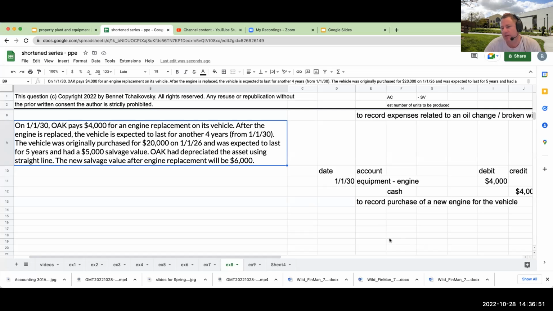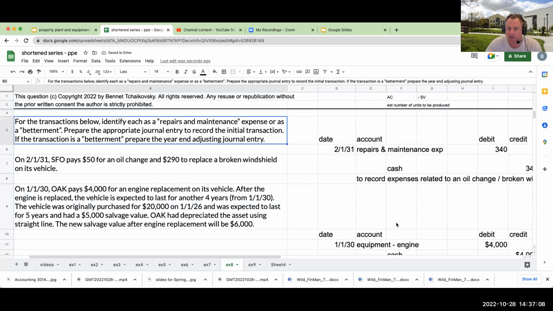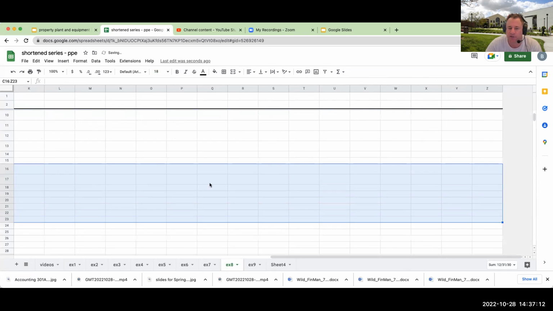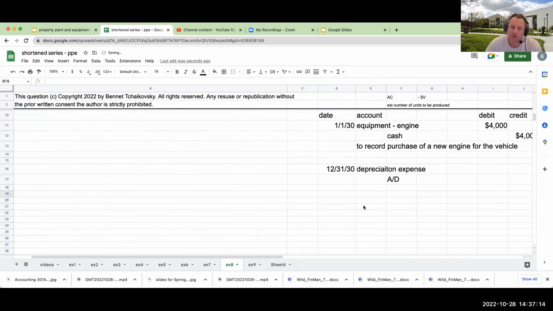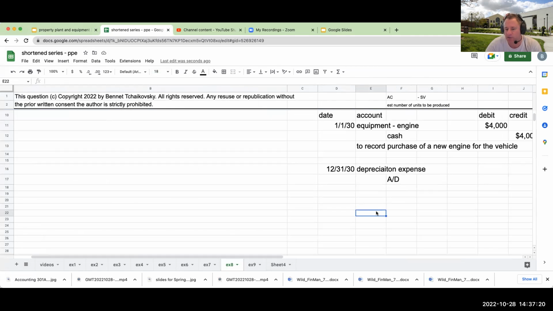Now, what's kind of messed up about this question is that I have to go through and record depreciation expense on the asset by year end, because the question is asking me to do the adjusting journal entry. So this is actually going to combine what we were going to be doing on the next slide, but we'll go ahead and do it now anyways.